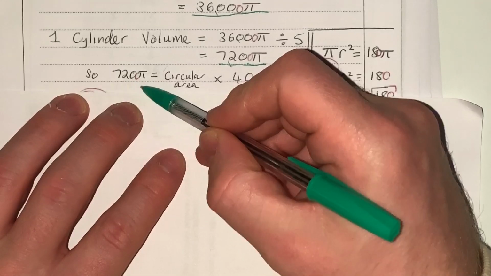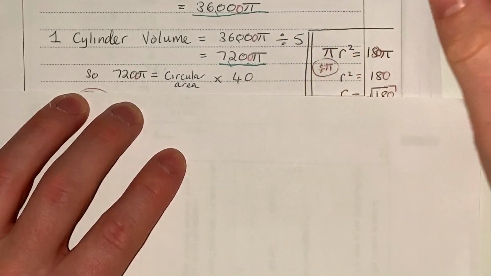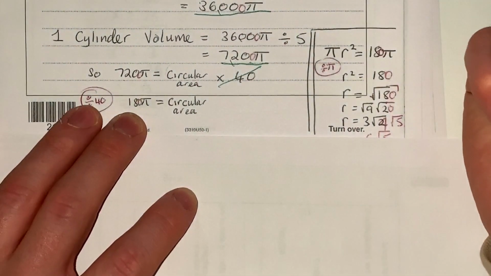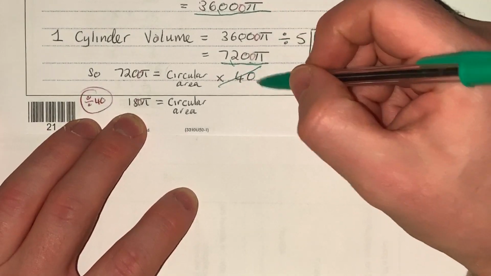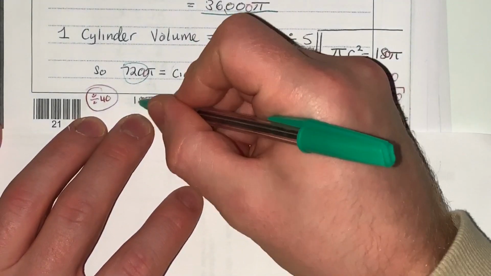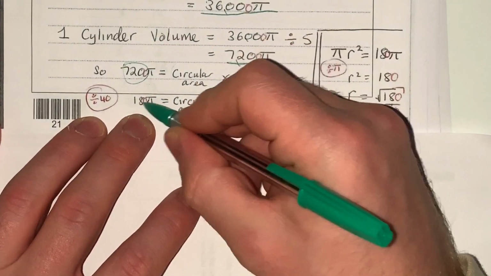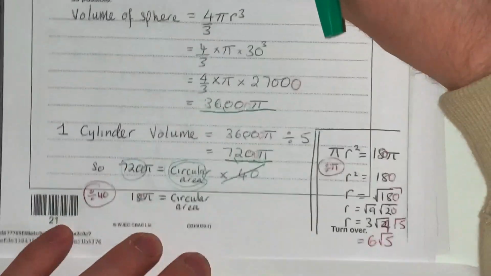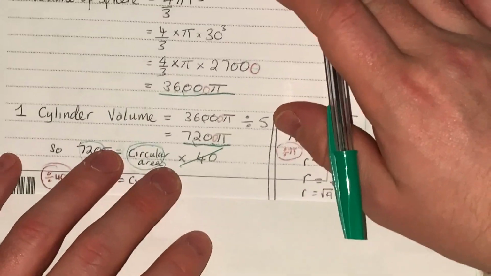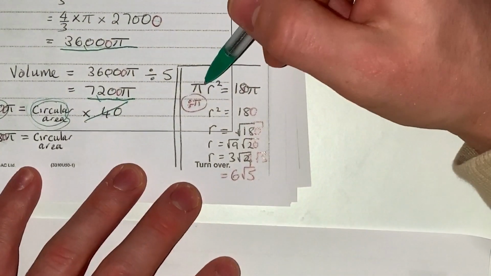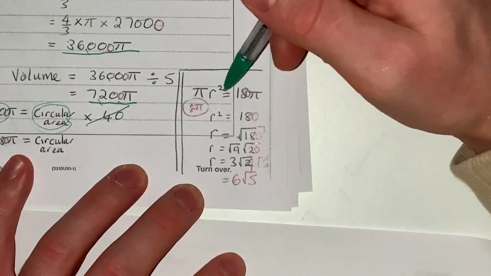So if I've got 7,200 pi is equal to the area of a circle times by 40, there's a few different ways I could do it. What I've done here is I've just cancelled out the 40. I've divided by 40, which meant I could just make this slightly simpler over here, which will simplify it to 180 pi. So I know the area of one of my cylinders, faces up here, has got to equal 180 pi. Well, how would you find the area of that circle? Well, it's pi r squared. So pi r squared has got to equal 180 pi.